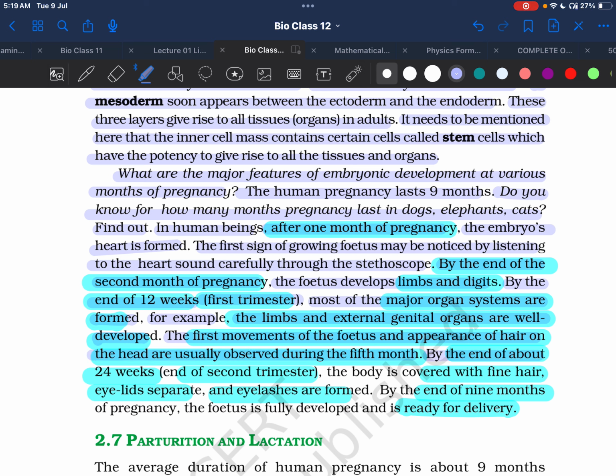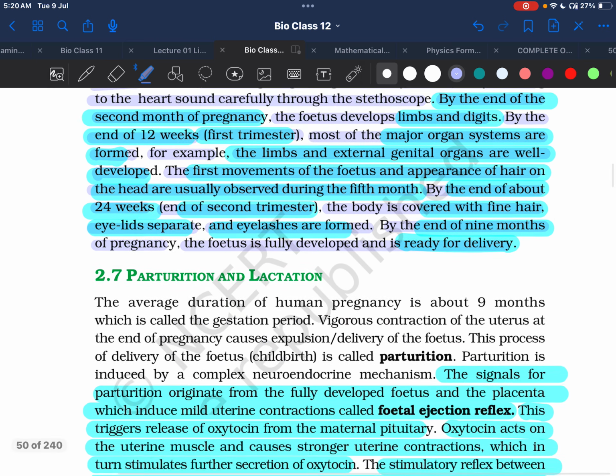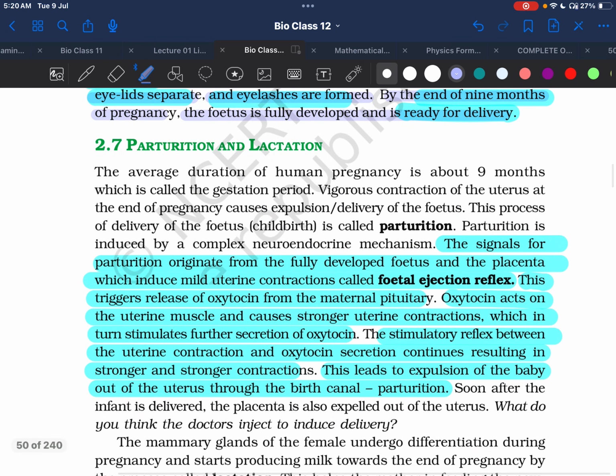By the end of about 24 weeks, the end of the second trimester, the body is covered with fine hair, eyelids separate, and eyelashes are formed. By the end of 9 months of pregnancy, the fetus is fully developed and is ready for delivery. 2.7 Parturition and lactation.